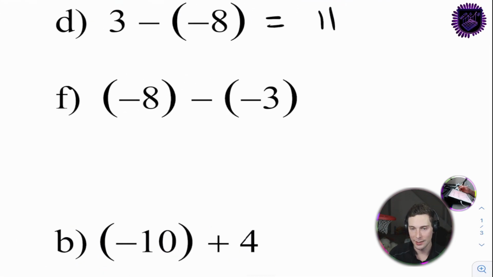Negative 8 minus negative 3. So we're minusing a negative from a negative. So it's like adding a positive to the negative. So in this case, you can think of it as finding the difference between these two numbers, or subtracting negative 3 from negative 8. So negative 8 subtract negative 3 is negative 5. It's actually just subtraction, or you can pretend they're all positive. 8 minus 3 is 5, and then the larger number is a negative number, so it stays negative. Negative 5.